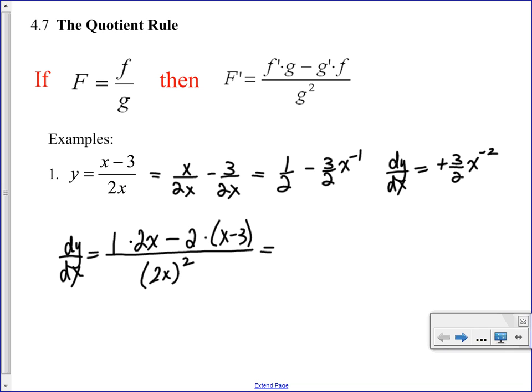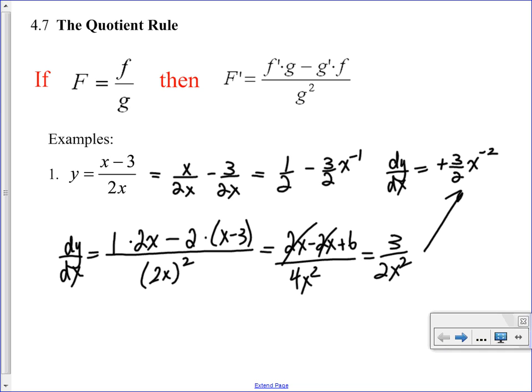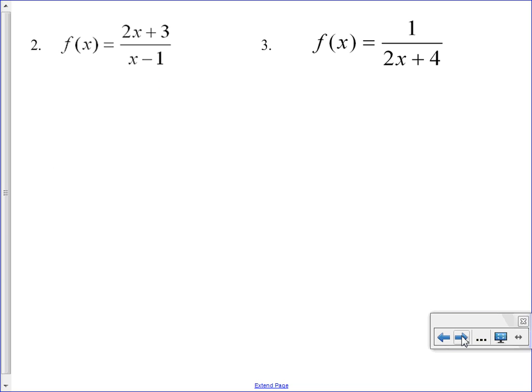Let's simplify that. In the numerator we're going to get 2x minus 2x plus 6. In the denominator, we are going to get 4x squared. What do we end up with? 6 over 4, because the 2x and 2x cancel out, which is 3 over 2, and then x squared on the bottom. Same thing as that. So the quotient rule is true. And we're just going to apply it to a number of different scenarios.